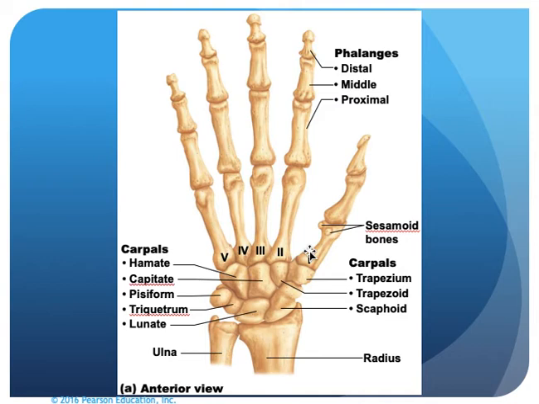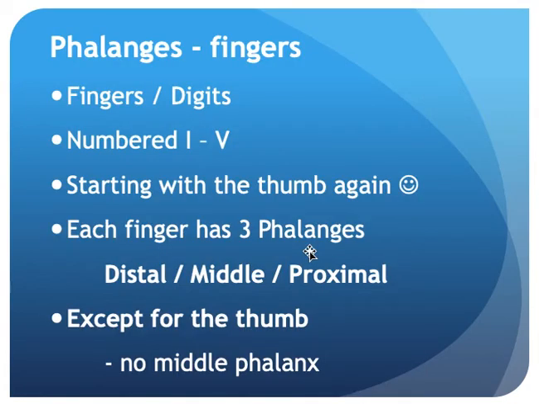Okay. But again, metacarpals. And then I get to my fingers, or the proper name for the fingers is the phalanges. So these are my fingers, my digits. Again, I'm always going to label them 1 to 5. I'm going to always start with the thumb again. Each finger is going to have 3 phalanges. You're going to have a distal, a middle, and a proximal. We'll look at the picture in a second. Except for the thumb, and it's only going to have 2 of these, okay? There's no middle phalanx. It's only going to be the distal and the proximal.